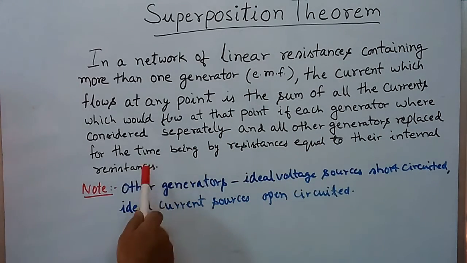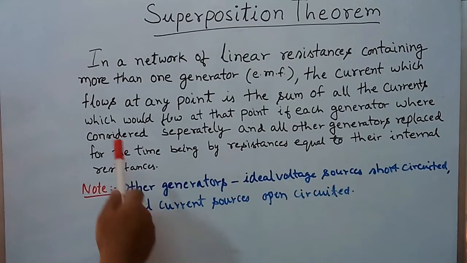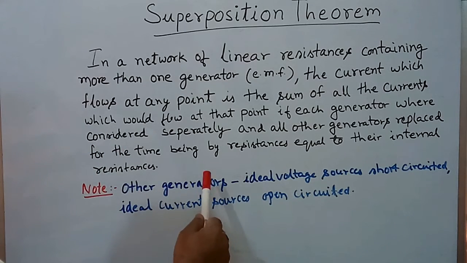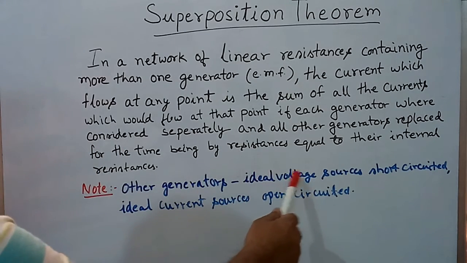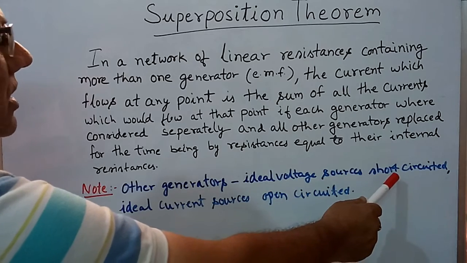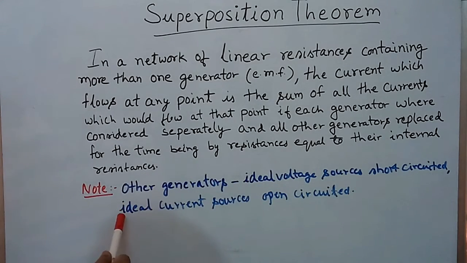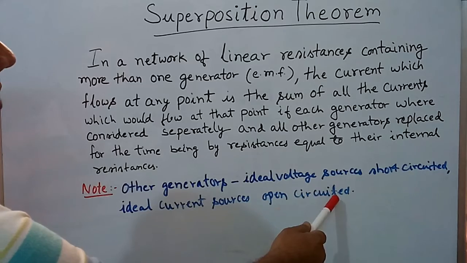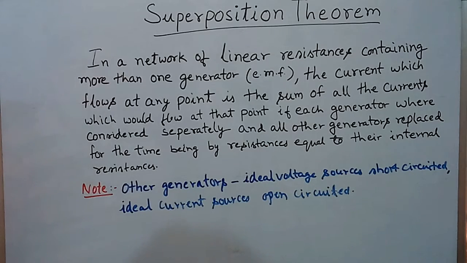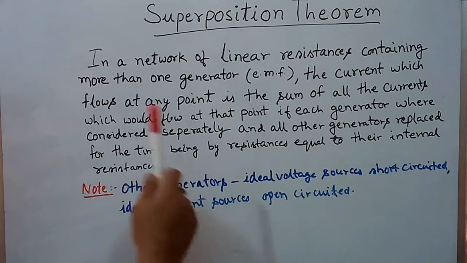to their internal resistance. Note, other generators, if they are ideal voltage sources, then they are represented with a short circuit, and if ideal current sources, then it is represented with an open circuit. This should be kept in mind.